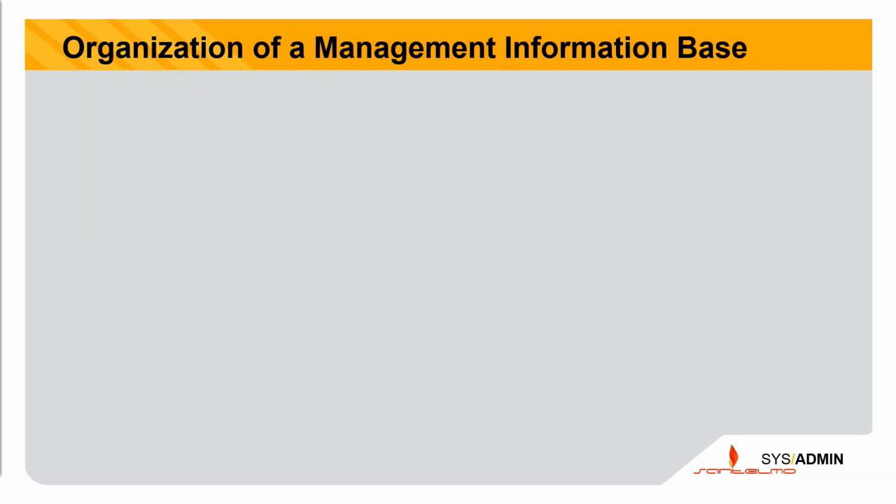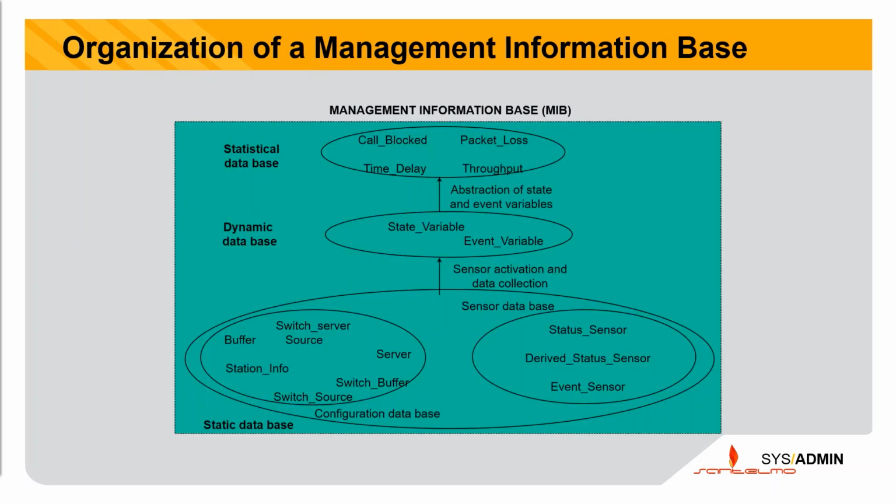So when you say MIB, or the management information base, this is basically the database containing the information pertinent to network management. The organization of the MIB includes, of course, the statistical database, the dynamic database, and the static database. Again, when we say statistical, these are information derived from dynamic.